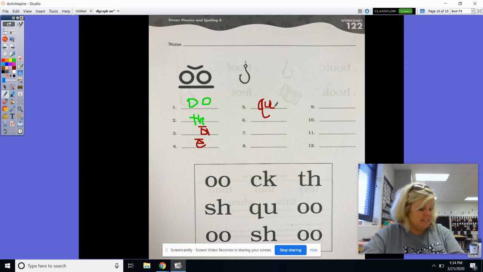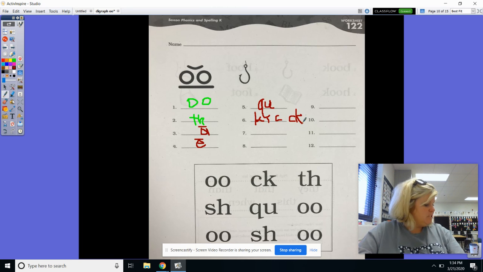Next number is 6. What letters say k? We know that K says k. What else says that? It's kind of hard for me to write on here. C says k. And we also know a digraph that says k. What is it? C, K. Woo! All right.